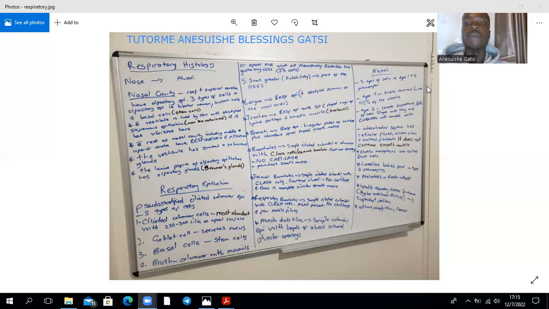Then you also remember that the alveoli are actually going to communicate via alveolar pores, which are known as the pores of Kohn, right? Then the surfactant will have things like phospholipids, hydrophobic proteins, and so forth.